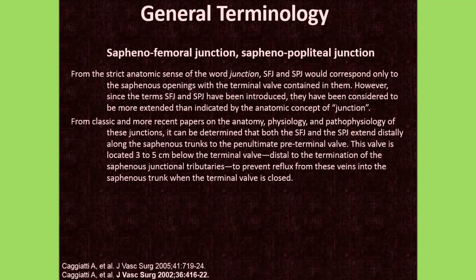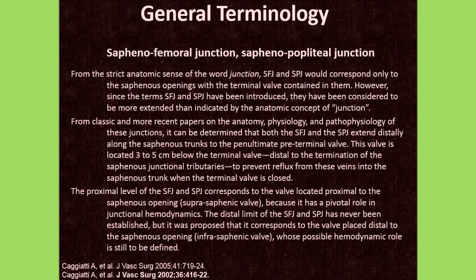So from recent papers on the pathophysiology, these junctions are going to be expanded to extend on the saphenous trunk from the pre-terminal valve up to the saphenofemoral junction, located some 3 to 5 centimeters below that terminal valve. As well, in the common femoral and femoral veins, the junction will be from the suprasaphenic valve to the infrasaphenic valve.